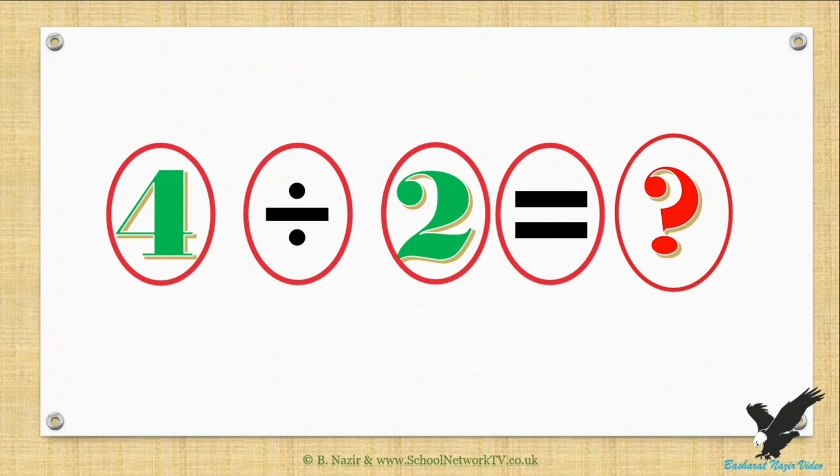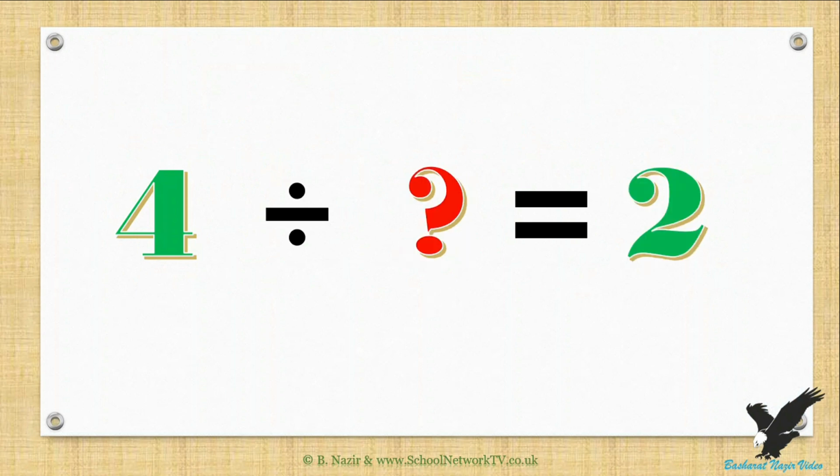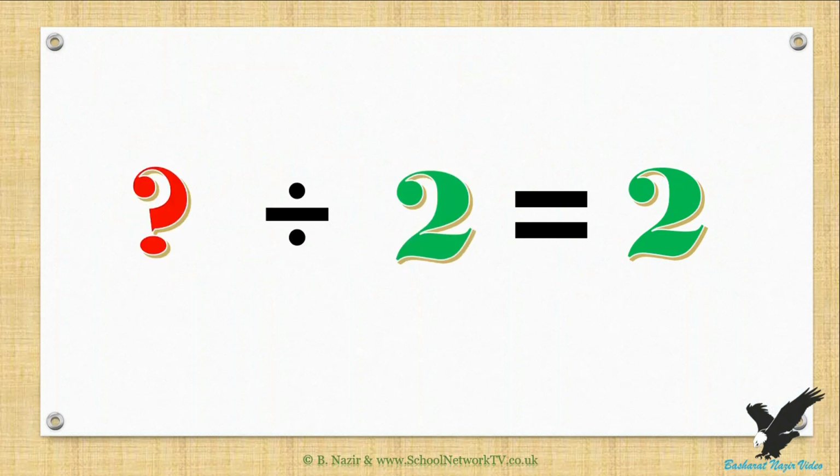Every equation will have at least one number missing, and it will be either replaced by a letter or a question mark. You have to find this number. This process of finding the number is called solving the equation. Note that both sides of the equation are in balance, or equal to each other.